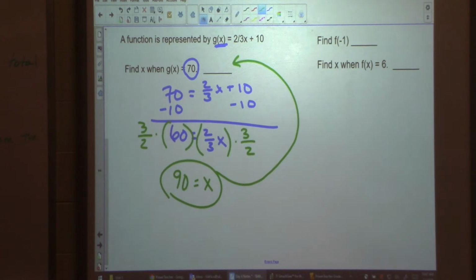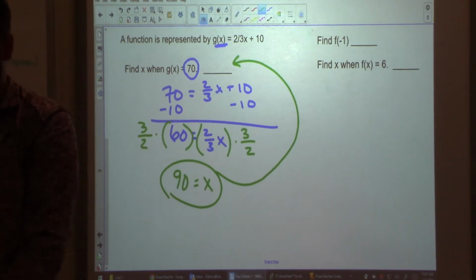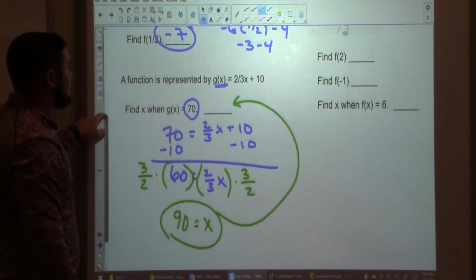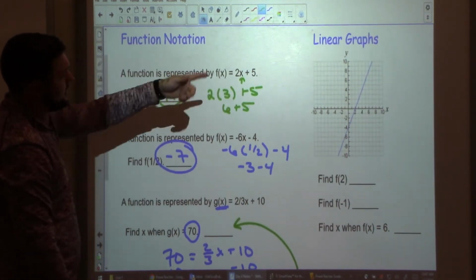Alright. Does that make sense? Those 3 problems we just did. And it should be review at this point. Okay? Well, there's a graphing portion over here too, with linear graphs.